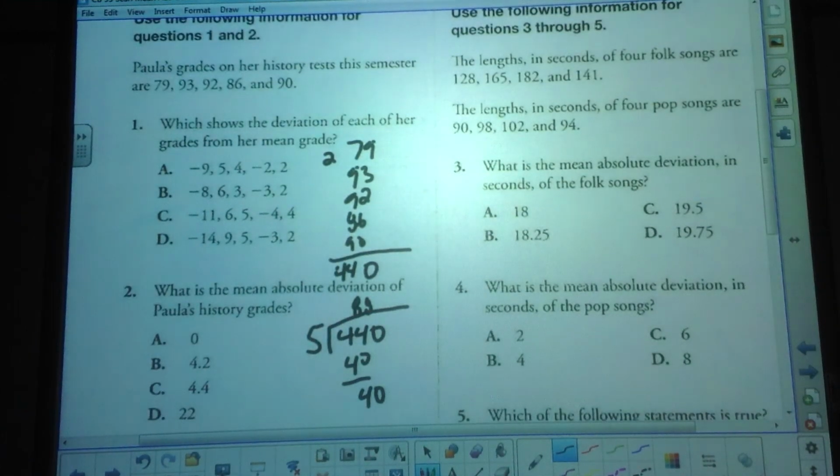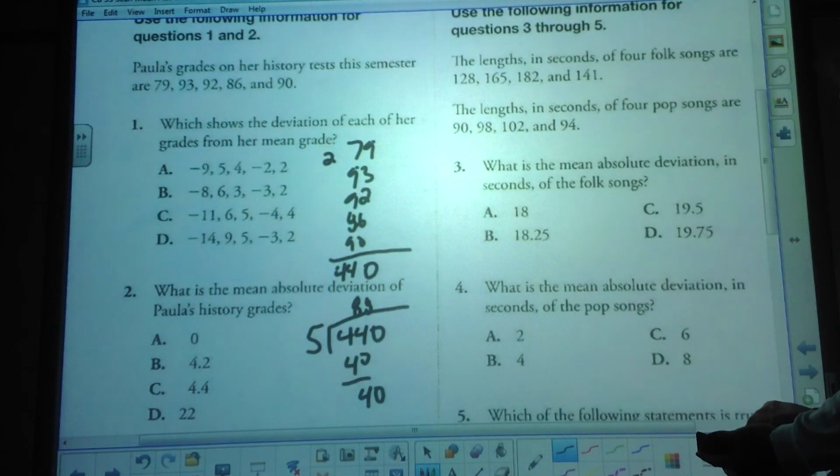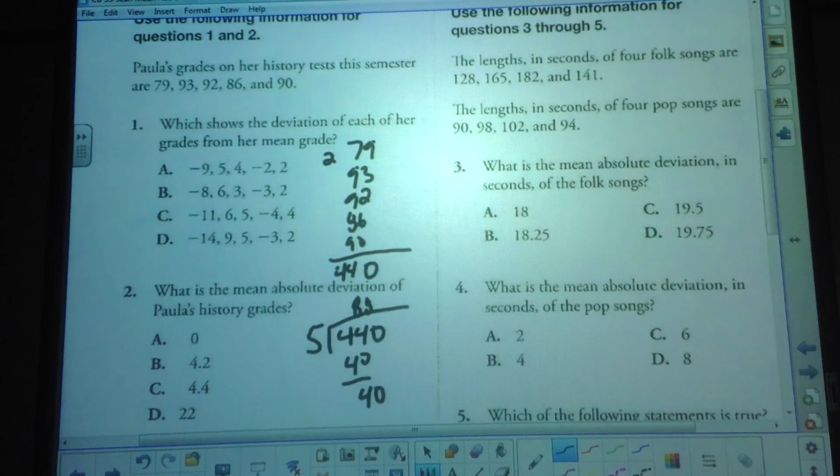And I'm just going to check my work on my calculator here. 79 plus 93 plus 92 plus 86 plus 90 divided by 5 for an 88.